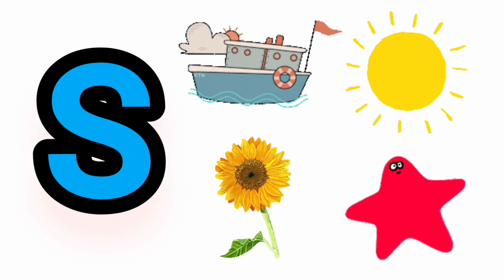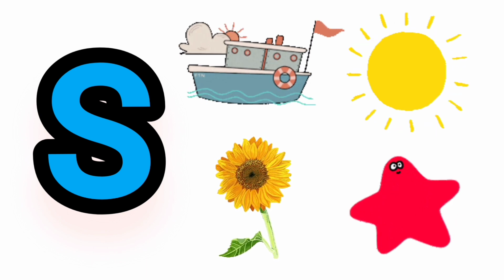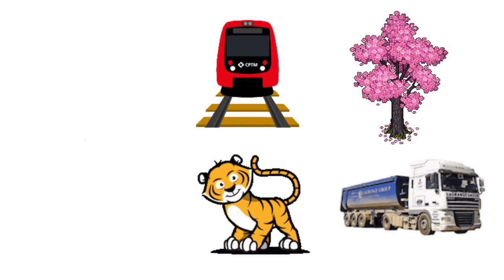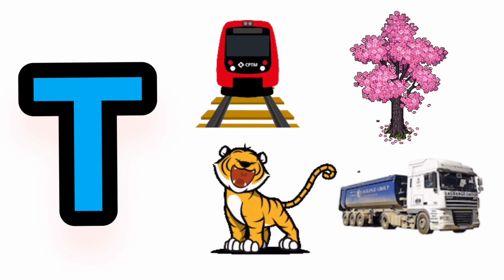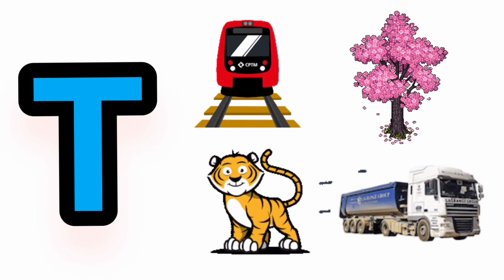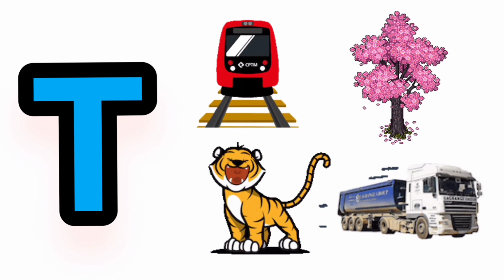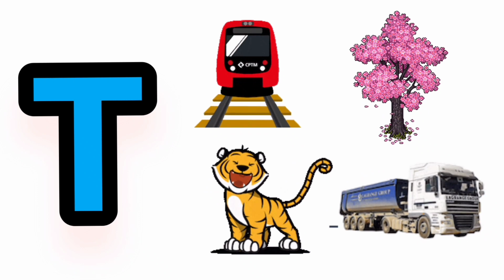S for ship. S for sun. S for sunflower. And S for star. T for train. T for tree. T for tiger. T for truck.